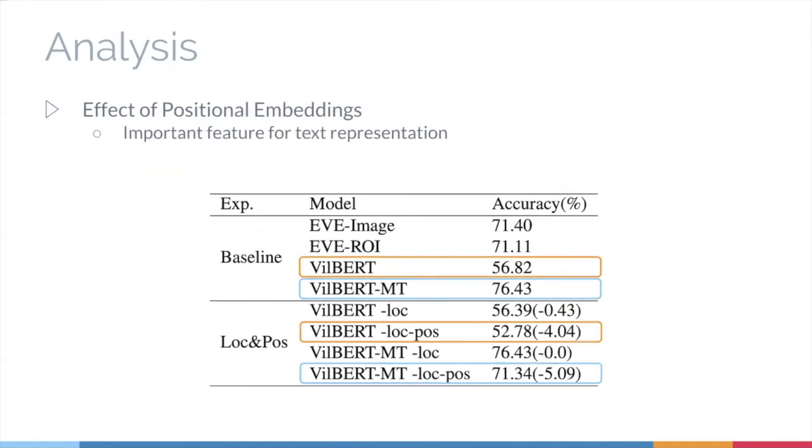And for positional embedding, from the results we can see that for both baseline models, after removing the positional embedding, the performance dropped a lot. So we can say positional embeddings are a very important feature for text representation, and it is difficult to learn from other tasks.